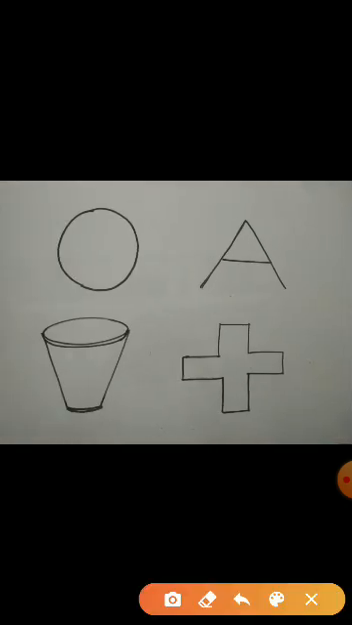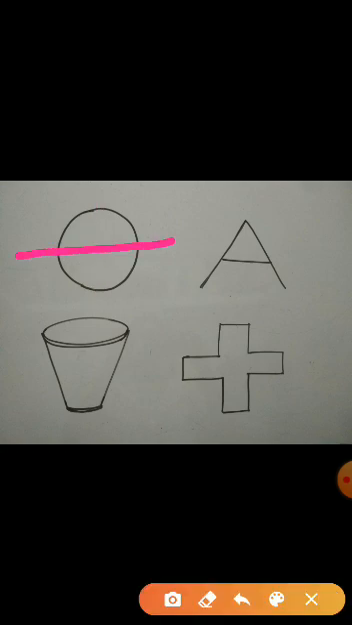Here you can see some symmetrical figures. The first figure is a circle. If you draw a vertical line like this, the circle will be divided into two equal parts. So this line is called the line of symmetry and the circle is symmetrical in shape. Similarly, you can draw a horizontal line as well. This line also divides the circle into two equal parts. So this line is also called a line of symmetry.